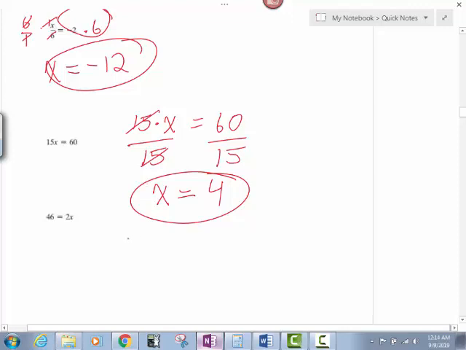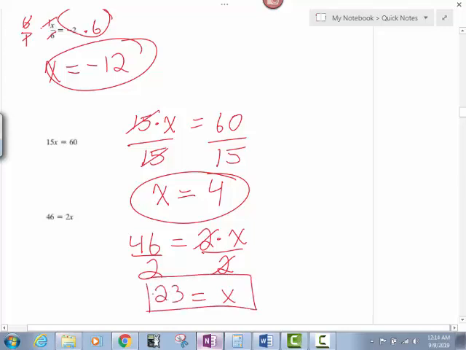The next one, we'll do it the same way. Let's think about this for a minute. 46 equals 2x, which is really 2 times x. We'll go ahead and divide both sides by 2. Those 2's will cancel. 46 divided by 2 leaves us with 23.